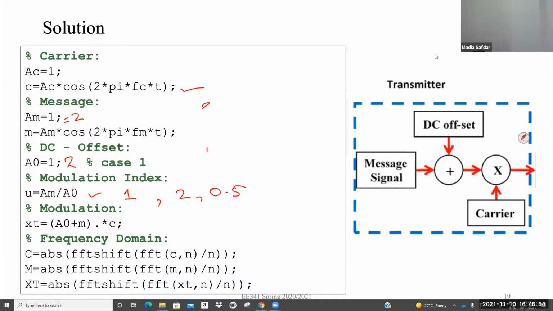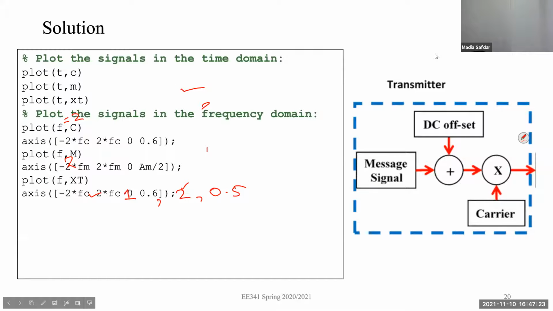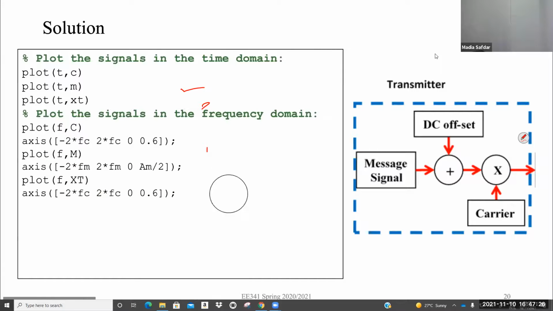Am will be 2 and A naught will be 1. Then here, Am equals 2, A naught 1. And here A naught is 2 and Am is 1, so it will be 1 by 2, which is 0.5. So you just have to change this. For the three cases, change Am and A naught. So these are the changes. I will check all the three cases with you so that you understand it.